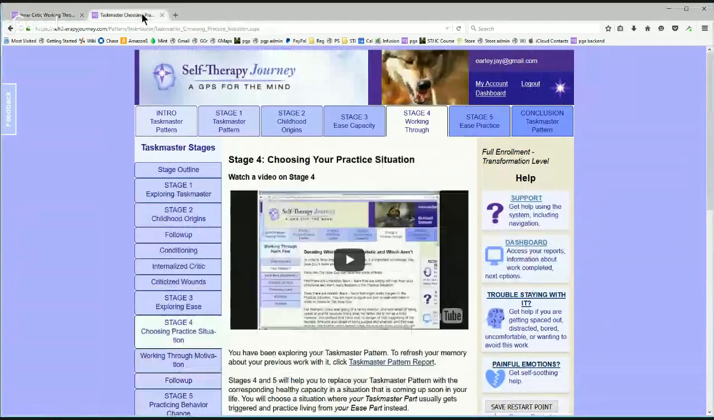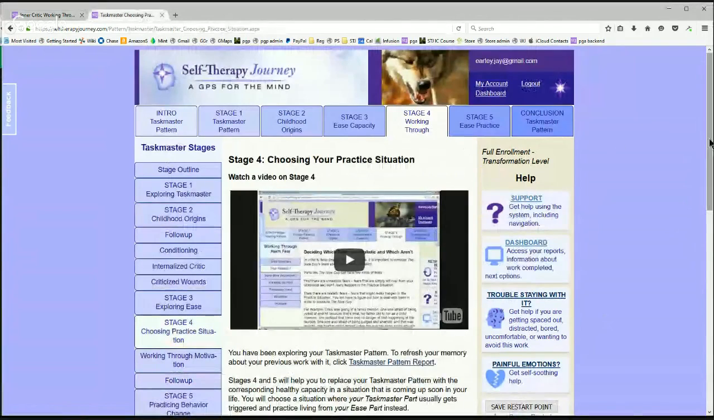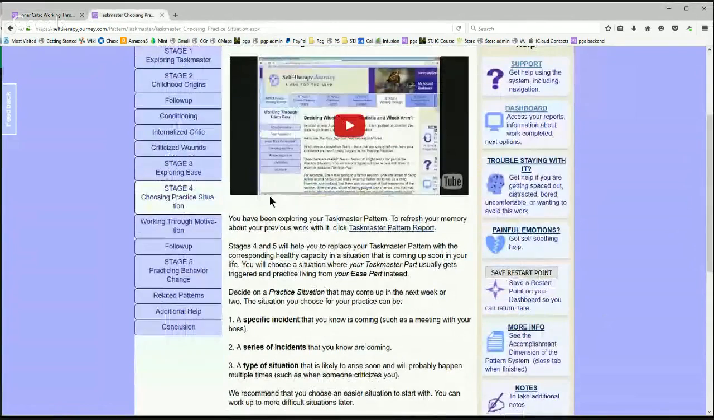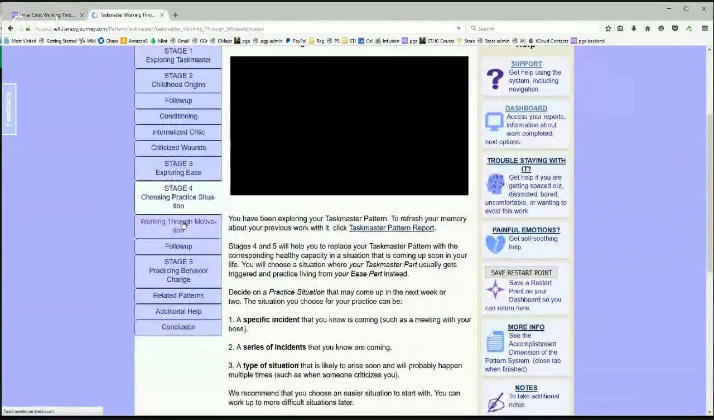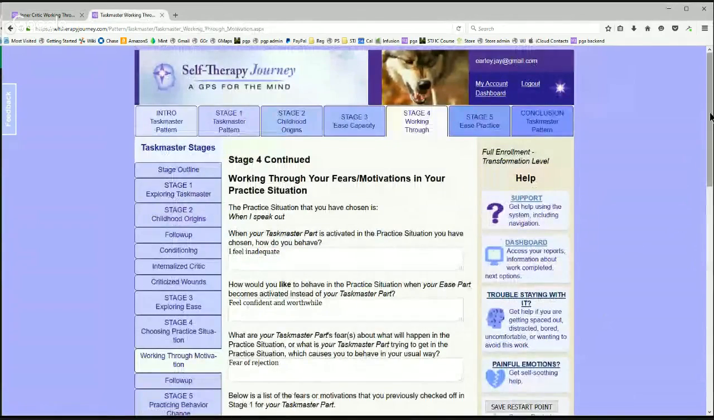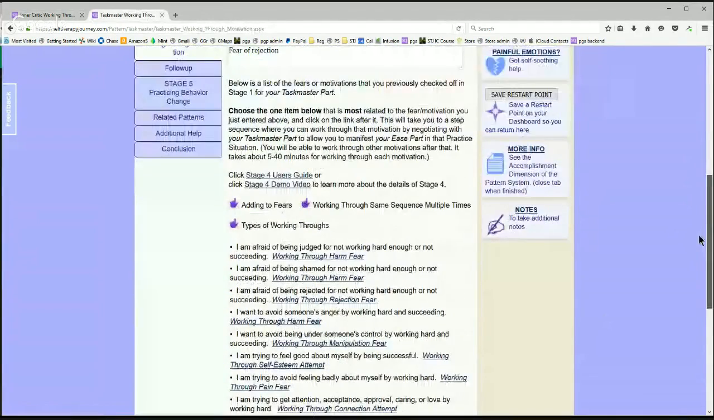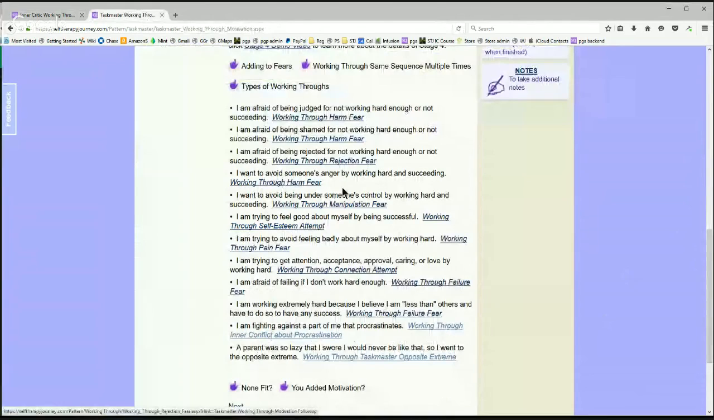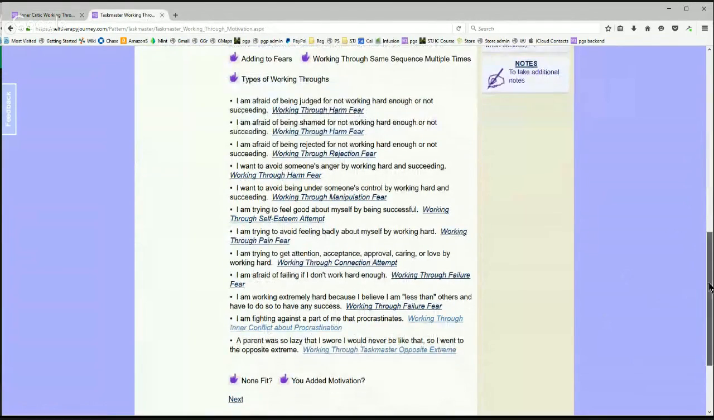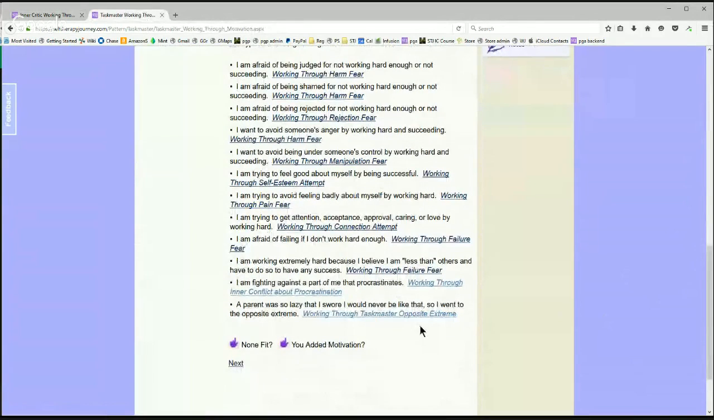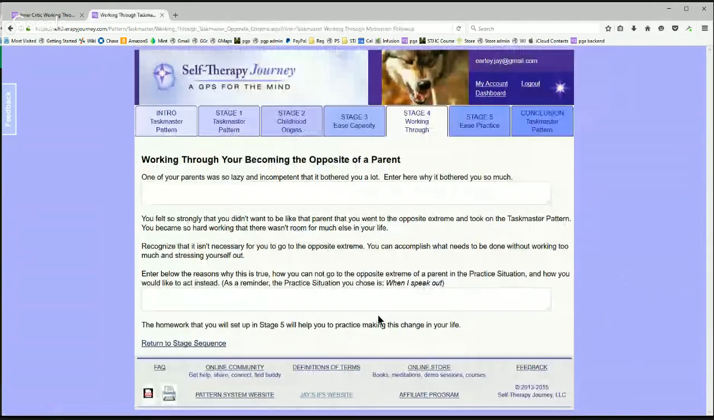So I'm going to switch over here now to the taskmaster, because this has some other interesting things here. So there's the same kind of working through these various fears, but there's also 2 other things. Let me show you one of them. So this is working through taskmaster opposite extreme.